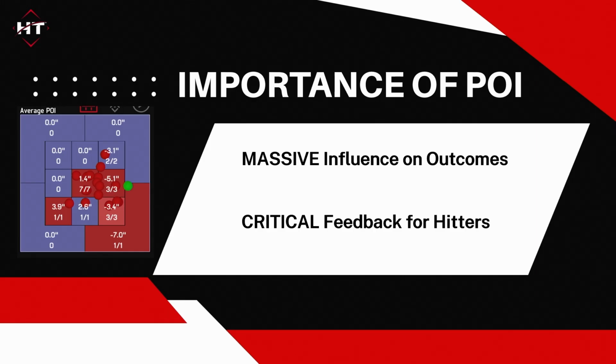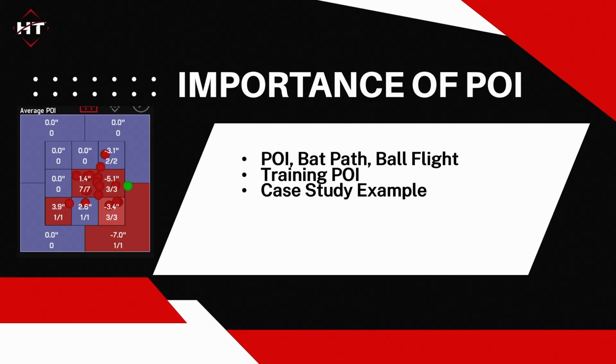The outcomes you have as a hitter can all be traced back to point of contact. It has such an influence on bat path, batted ball outcomes, everything. So as a result, it's just critical feedback for hitters. So today we'll talk about the interplay between point of impact, bat path, ball flight, how to train this stuff, a bit of a framework for how to do it, and then a case study example.